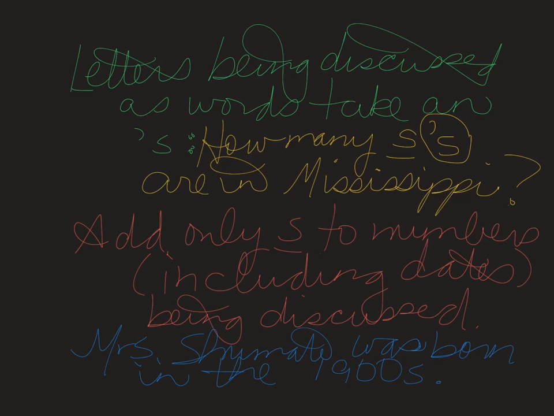Finally, last rule, add only the letter S to numbers, including dates being discussed. This is a very, very common mistake, so pay close attention if you are watching and listening to this video. Mrs. Shoemate was born in the 1900s, just an S on 1900, no apostrophe.